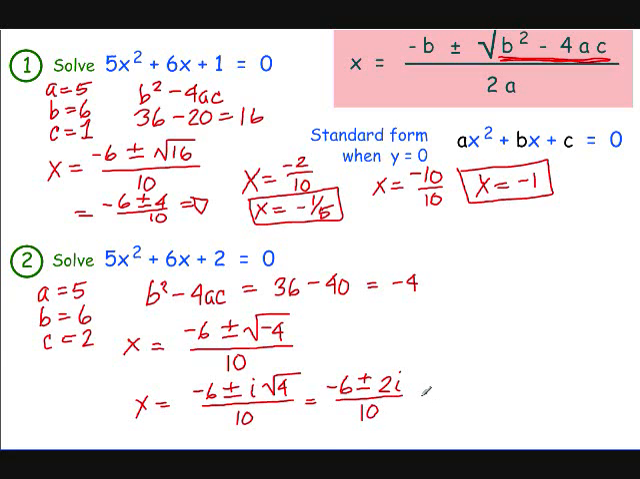This could be reduced. We have a factor of 2. I can factor out here and out of here too, so I would have a negative 3 plus or minus i all over 5. And that would be my answer. So I've got 2 answers, which I expect when I have a square root.